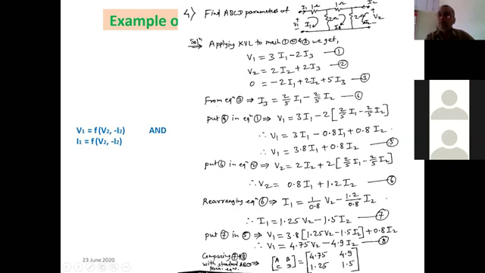Say this is equation number 5. After putting the value of I3 in equation number 2, it will give you V2 is equal to 2 I2 plus 2 into the value of this I3. Then it has given me the equation as V2 is equal to 0.8 I1 plus 1.2 I2. Say this is equation number 6.